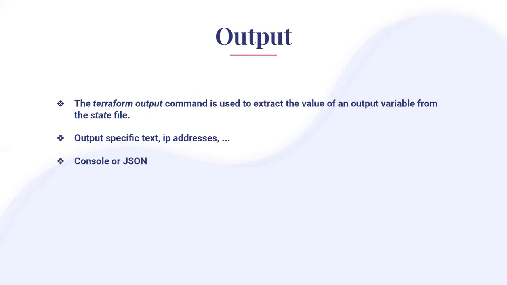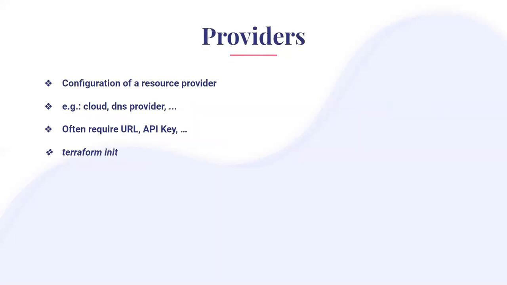Output. The terraform output command is used to extract the value of an output variable from the Statefile which we discussed in an earlier slide. Suppose you want to get some specific detail, like an IP address or any configuration details of any of your resources which got configured, you can make use of this command to get the value, and it can be in JSON, which is human readable.